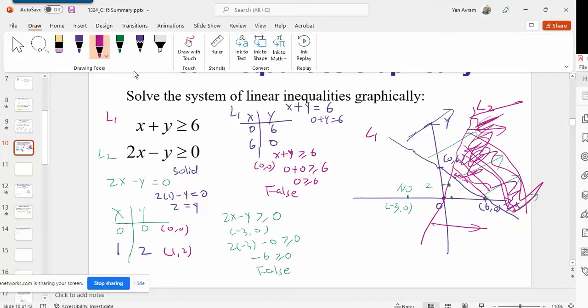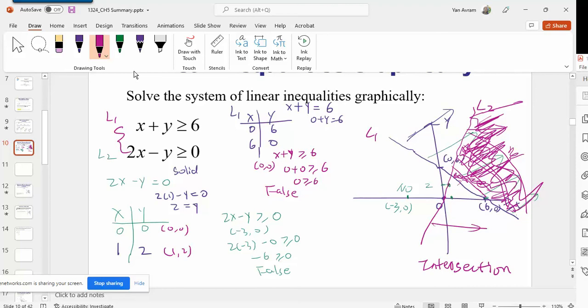I'm just gonna give you a little bit of shade in here. So this is the common area, not this part, not the upper lower part. Because this is the intersection of these two solutions, it is the final solution for this system, okay? So this one is the solution.